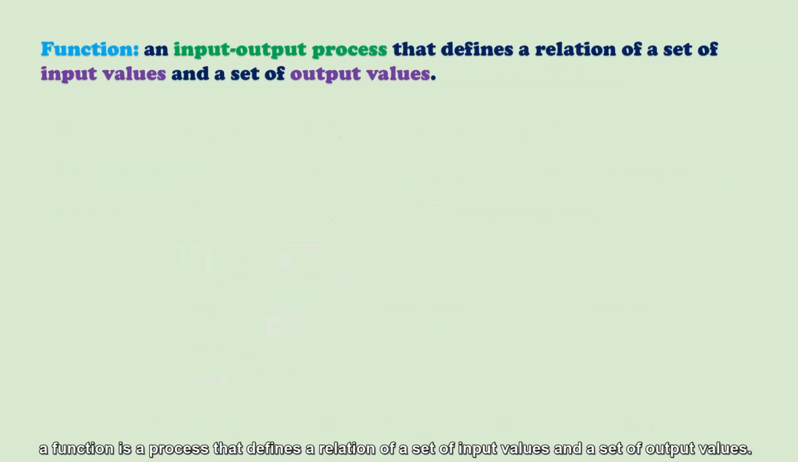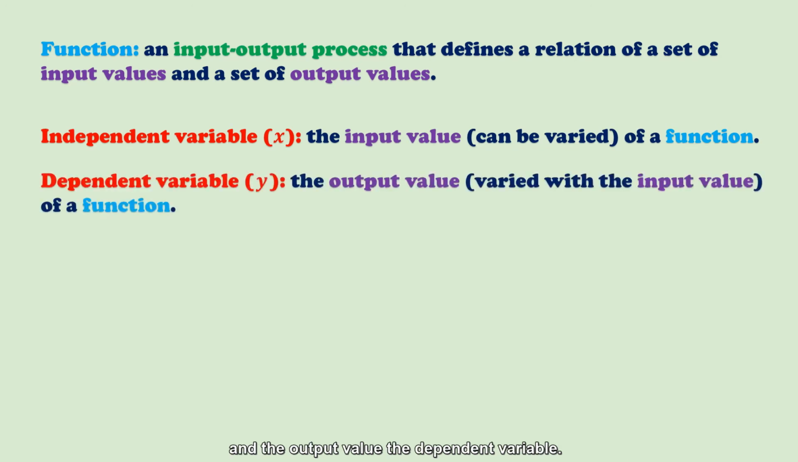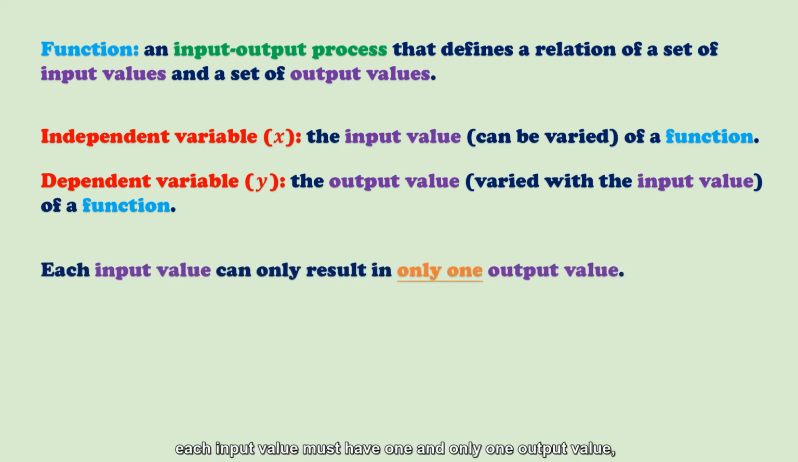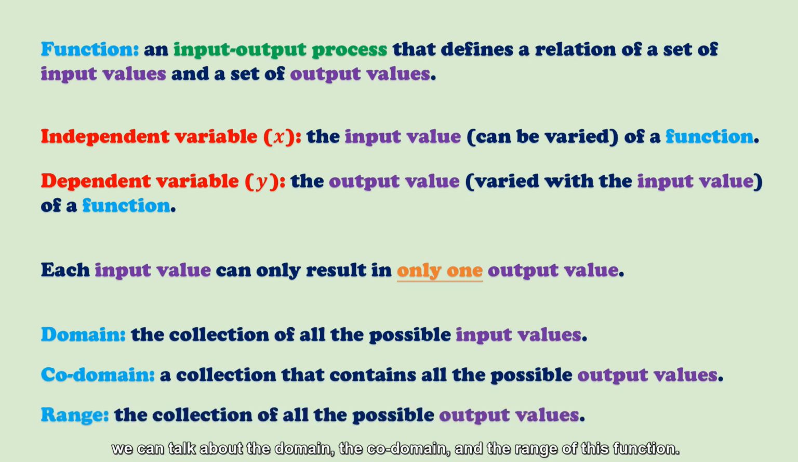To conclude, in this video, we have learned that a function is a process that defines a relation of a set of input values and a set of output values. Mathematically, we call the input value the independent variable and the output value the dependent variable. They are usually denoted by x and y respectively. In addition, we have learned that for a relation to be a function, each input value must have one and only one output value. And then for any function, we can talk about the domain, the codomain, and the range of this function.